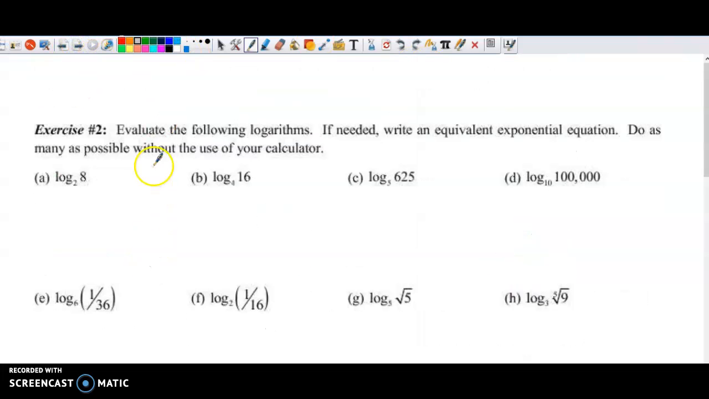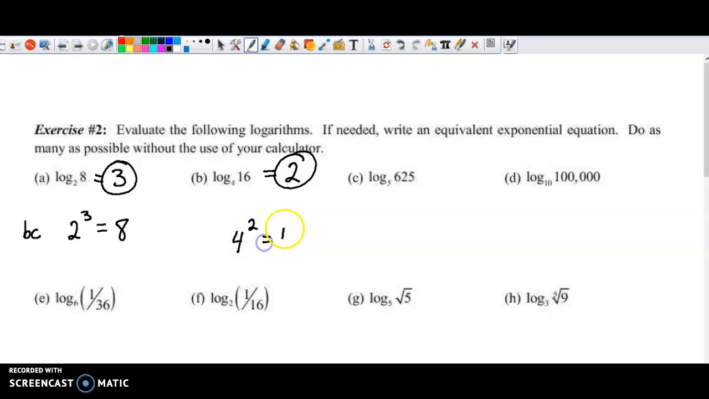So we have lots of problems where we do this, and I honestly didn't know that the very first one was going to be the problem I just talked about. I think it's good practice if you go ahead and tell me the answer, and you also tell me the exponential form, that it's because 2 to the third power is equal to 8. That's where I wrote BC for because. So when you get to the homework, if you just want to tell me the answer, that's fine. If I'm looking at this, I know right away that that answer is 2. Why is it 2? Well, 4 squared equals 16.